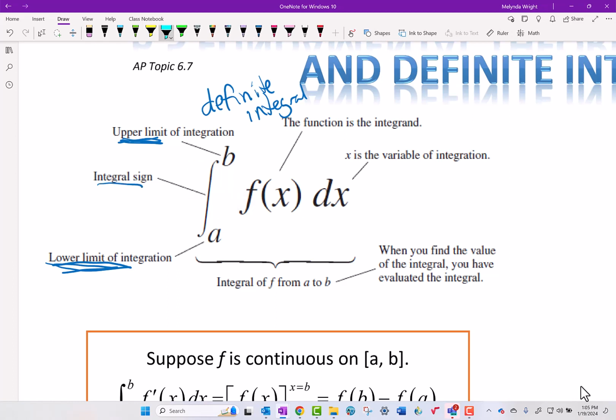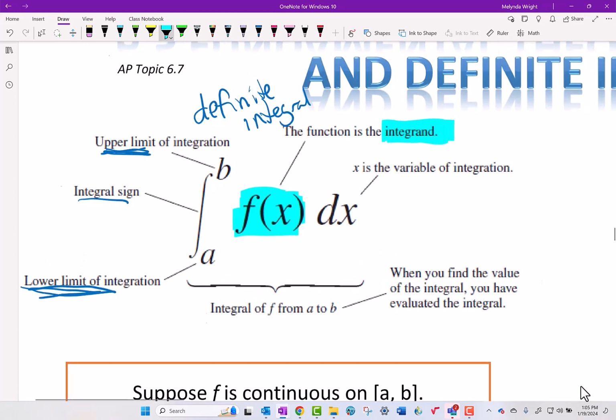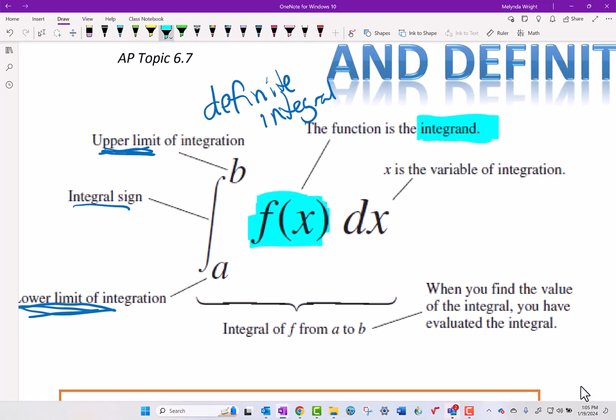This middle part, whatever's here, is called the integrand. So that's a vocab word. When I talk about the integrand, I'm talking about the functions that occur inside of here. This is the integrand.